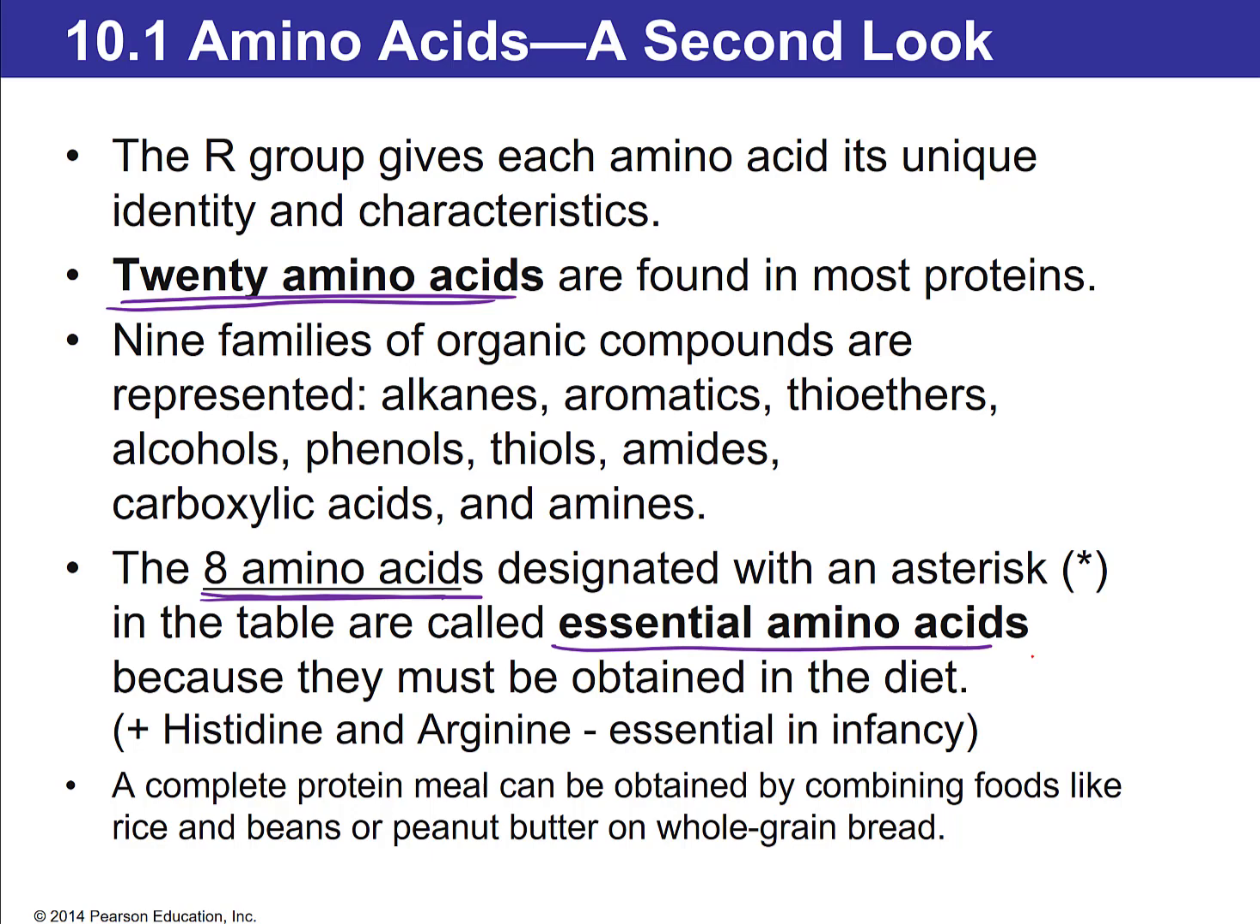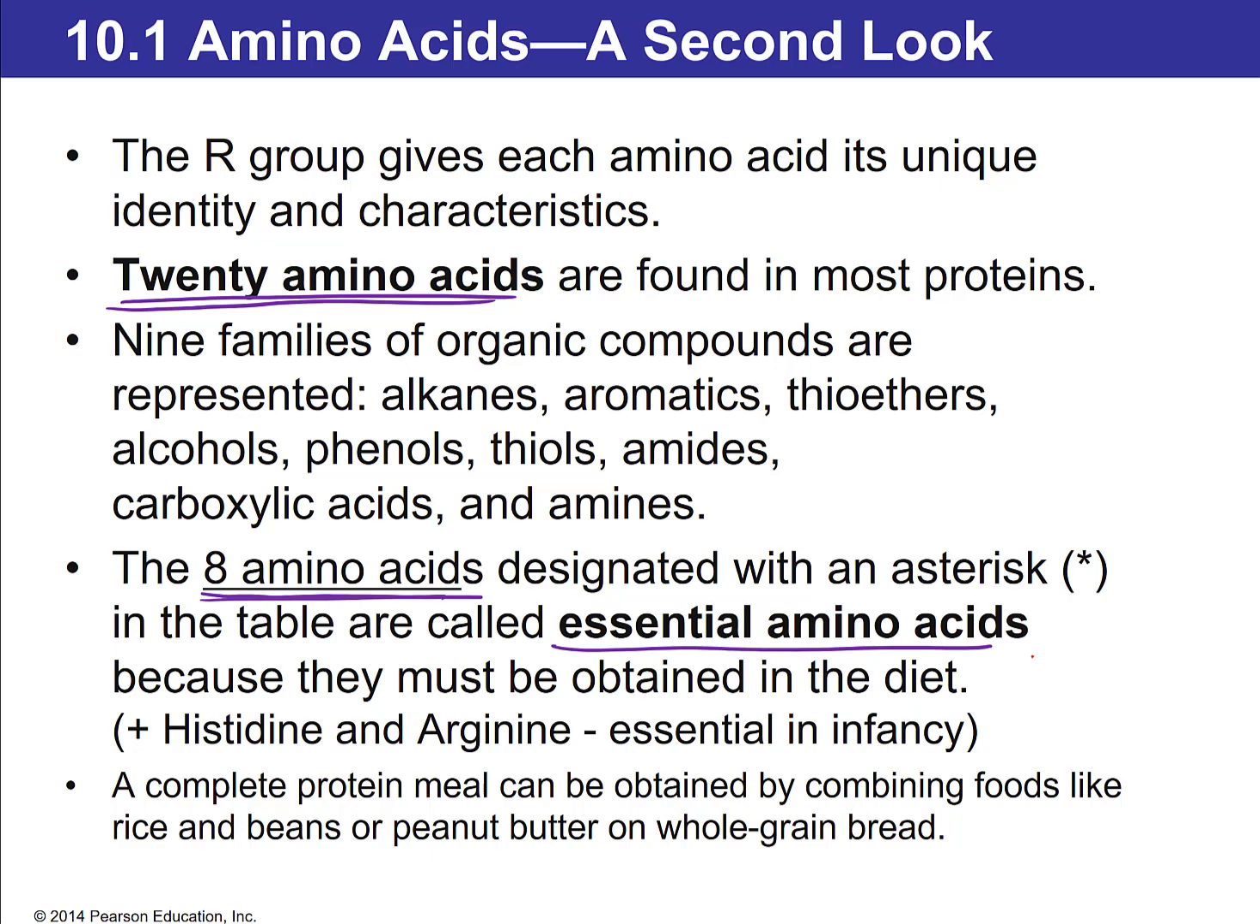So 8 amino acids you have to get in your diet. You can't make them. So that's what an essential amino acid is. For infants, they actually have to have 10, but once you reach adulthood, you actually become functional in making 2 of the other ones. So it's really 8 for an adult. So an essential amino acid is an amino acid that has to be gained in the diet. Your body can't make it. The other 12, though, you can make.